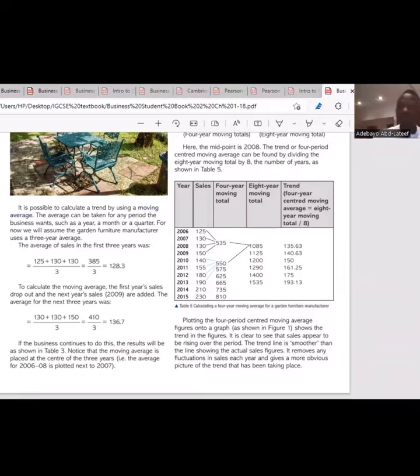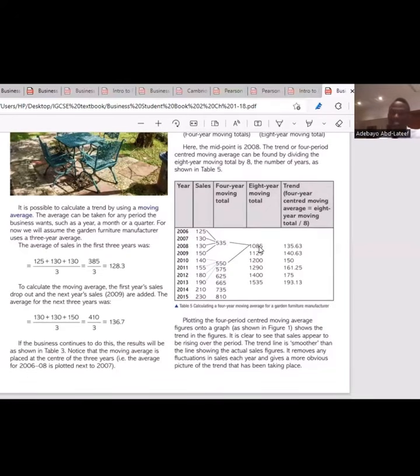What I'm saying is, for the 4-year moving total, you calculate the first 4 years as it's been calculated here, 2006 to 2009, which is 125 plus 125 plus 130 plus 130 plus 150, which gives us 535. Then from 2010 to 2013, which gives us 550. Then you add them together, you divide it by 8. That is how you calculate your centering. You understand the difference between moving average now and centering?